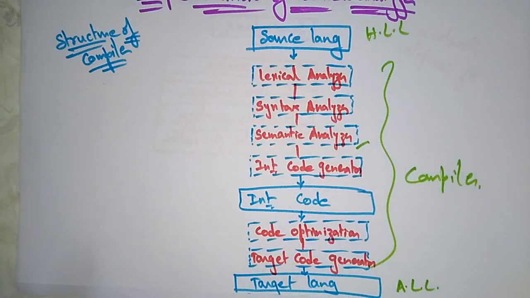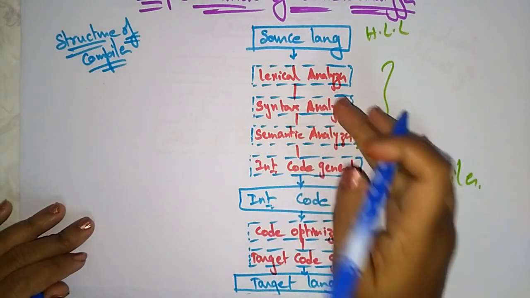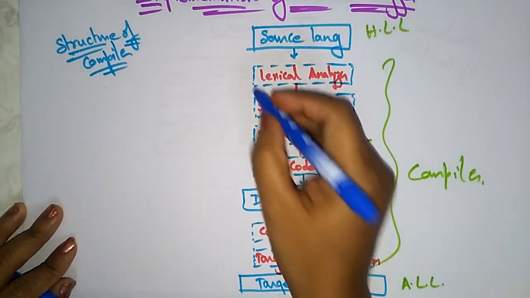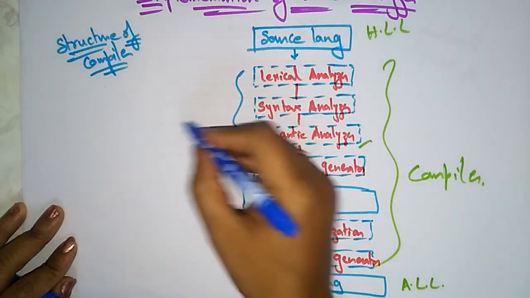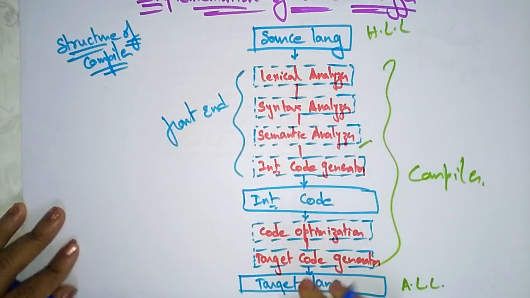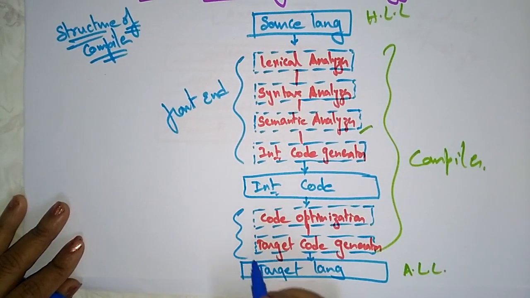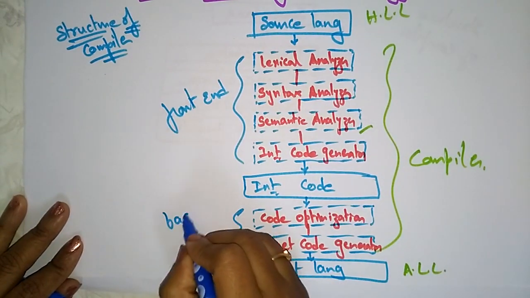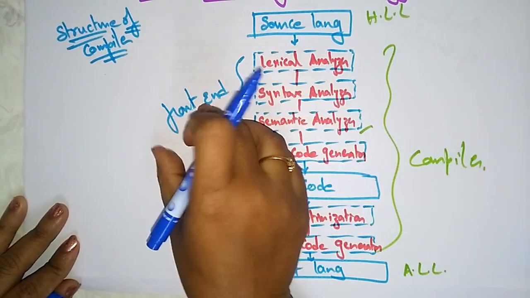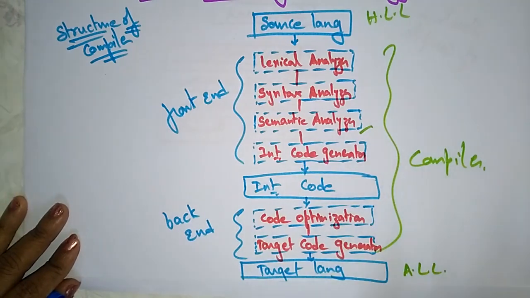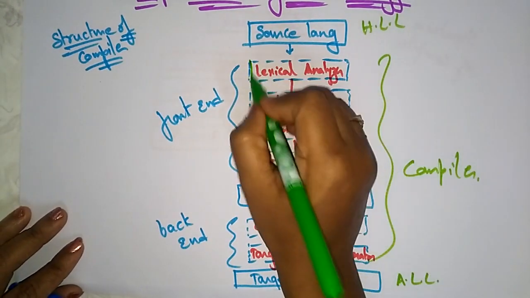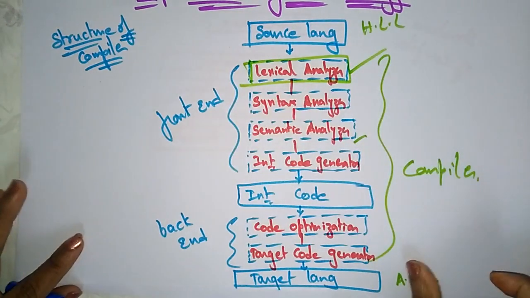So lexical analyzer, syntax analyzer, semantic analyzer and intermediate code generation all come under the front end of the compiler, whereas code optimization and the target code generator are the back end of the compiler. Just remember this: these four come under the front end and these two come under the back end. Now let's discuss the lexical analyzer, which is the first phase in the compiler.